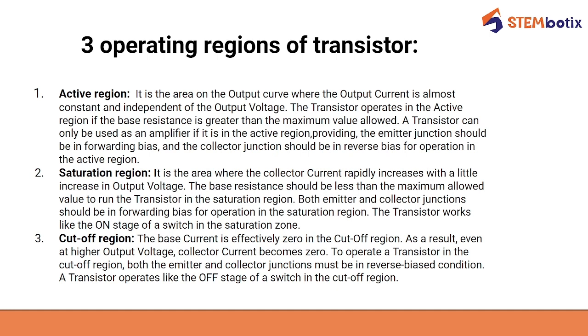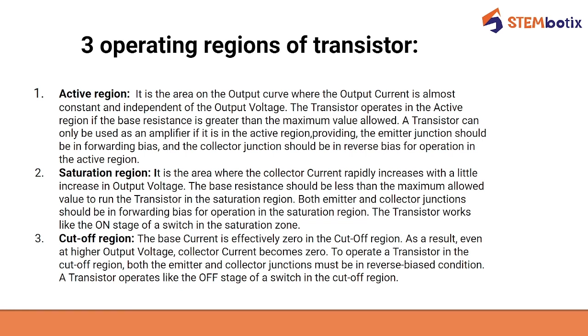Both emitter and collector junctions should be in forward bias for the saturation region. So in order to operate a transistor in the saturation region, both the emitter and collector junctions should be in forward bias only. The transistor works like the on state of a switch in the saturation zone. So in the saturation zone, it operates as an on switch, meaning it is the switching operation of a transistor. By keeping it in the saturation region, it behaves like an on switch.